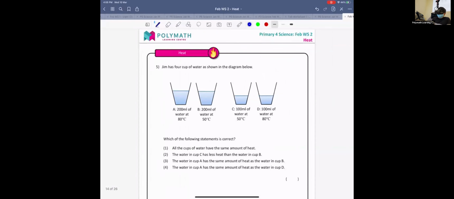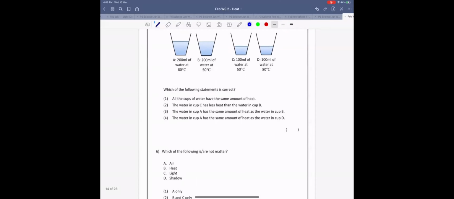Then, question 5. Jim has 4 cups of water as shown in the diagram below. Which of the following statements is correct? All the cups of water have the same amount of heat. True or false? Not true, right? The one that has the most heat has the greatest volume, greatest temperature. The water in cup C has less heat than the water in cup B. True, because C has less volume than B. B got more volume, that means it got more heat. Okay, answer is 2.